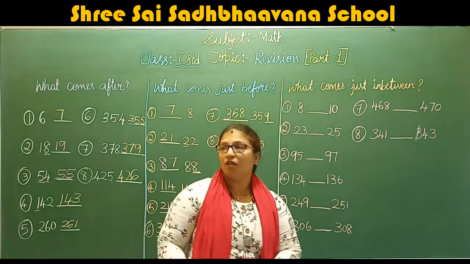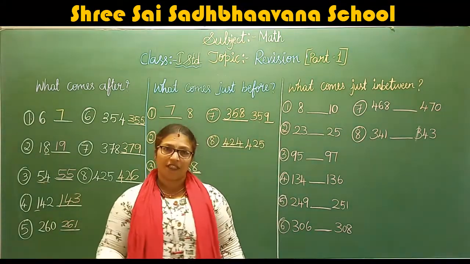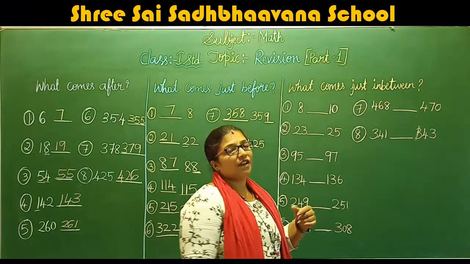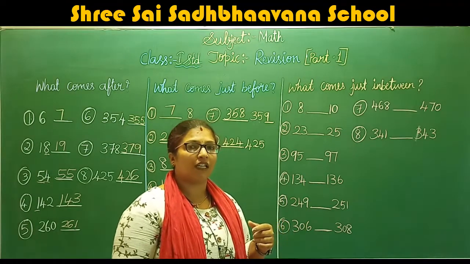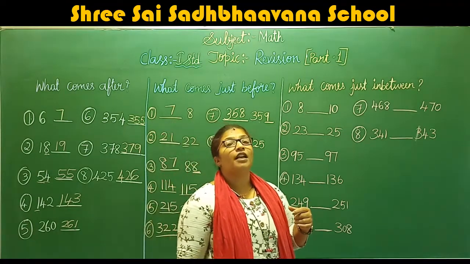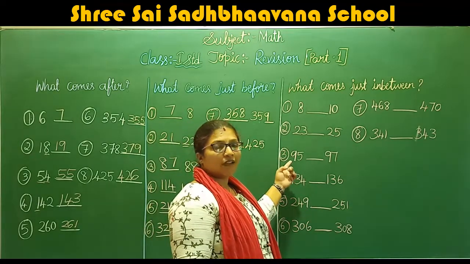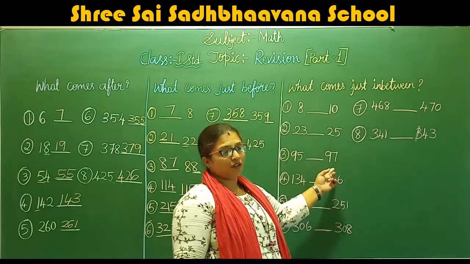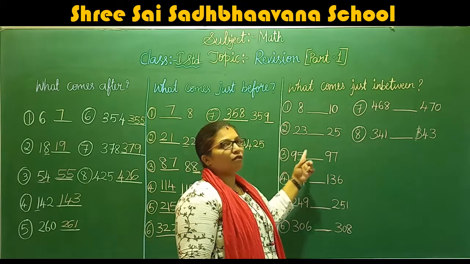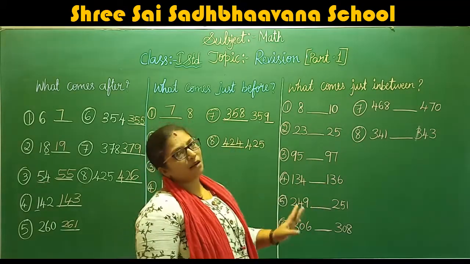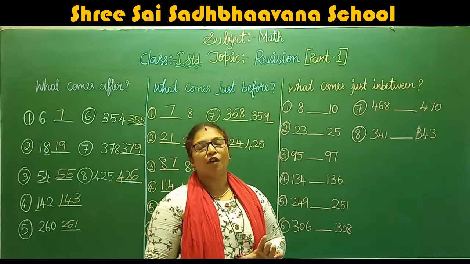Now, here we wrote the after number, and there we wrote the before number. This is where we are going to write the in-between number. They have given you the before number and the after number. You have to write the number that comes between. You can follow the same thing here too.